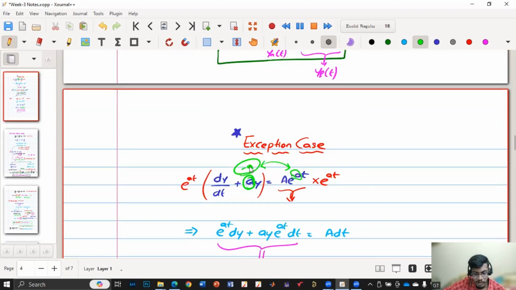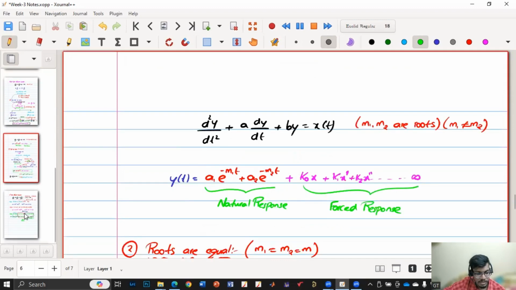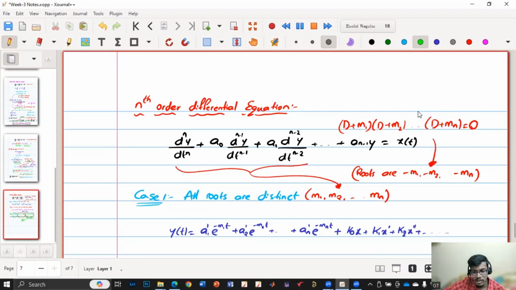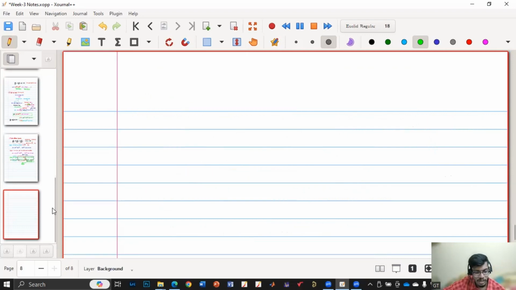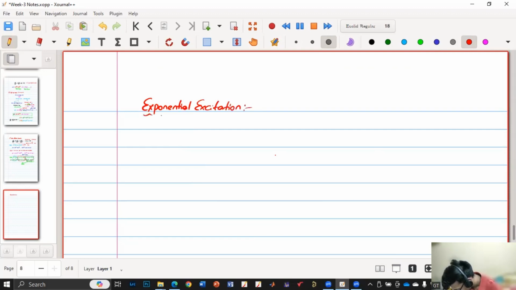And we'll see, because I have told that if only these two are equal, then only it is the exceptional case. If I don't have that exceptional case, but I have an exponential term, what if I have exponential excitation? Say my expression is dy by dt plus ay is equal to some k into e to the power bt.